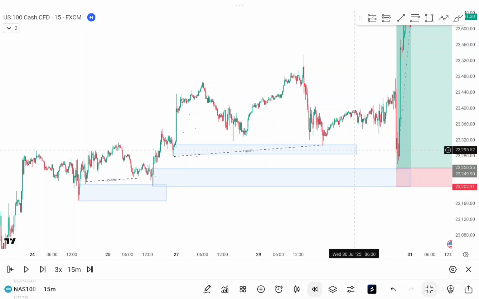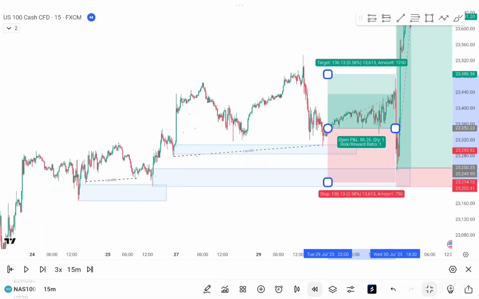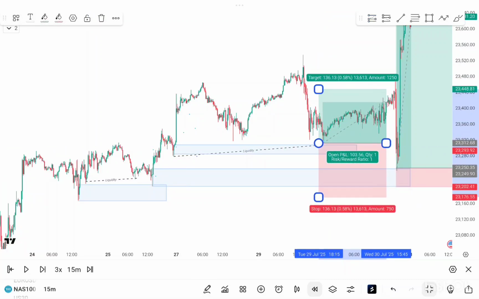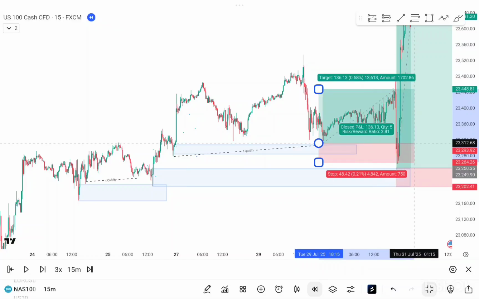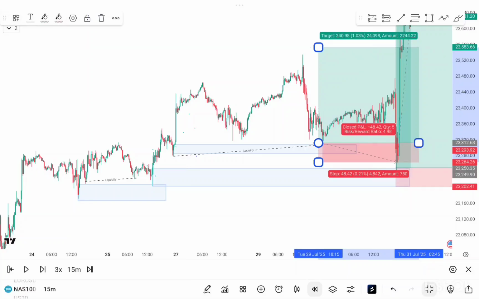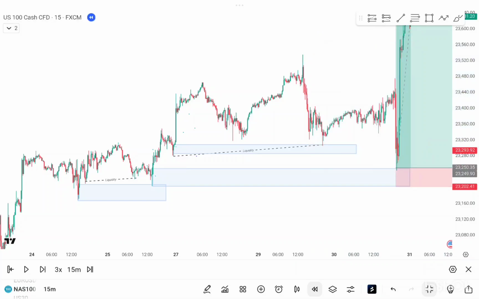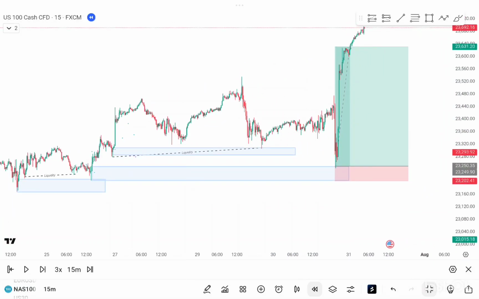So if you had entered at this point, if you had entered here, you would have seen initial profit. That's why some of you complain that you see profit initially and then it ends up stopping you out. So you see that. In order to avoid that, you need to mark out your liquidity zones properly. So for me, this is a very clean setup, and I hope you got value from this.